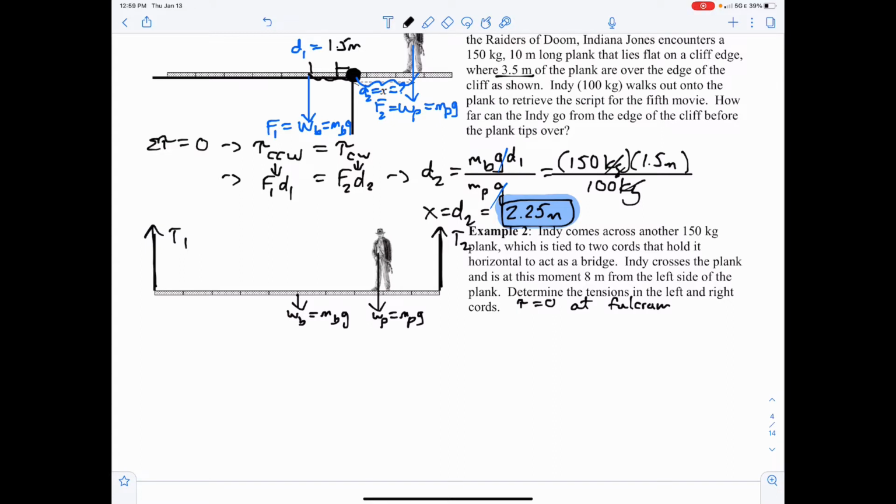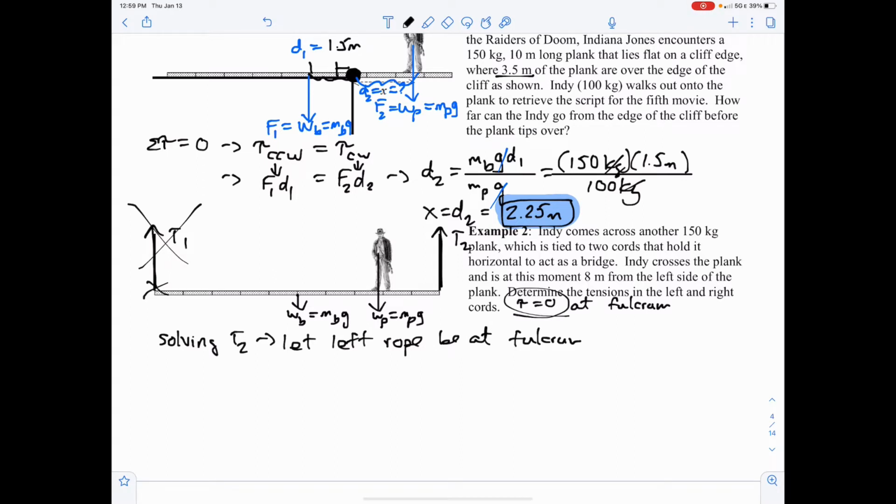So if I want to solve for T2, if I solve for tension 2, I would let the left rope be at the fulcrum. In other words, I would let the fulcrum be here, and what that would do is that would eliminate tension 1 for consideration because there is no torque at a point of rotation. So if I considered this to be the point of rotation to solve for T2, that would allow me to solve for T2, not worrying about T1.